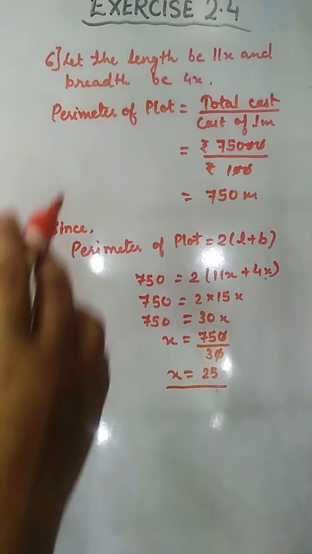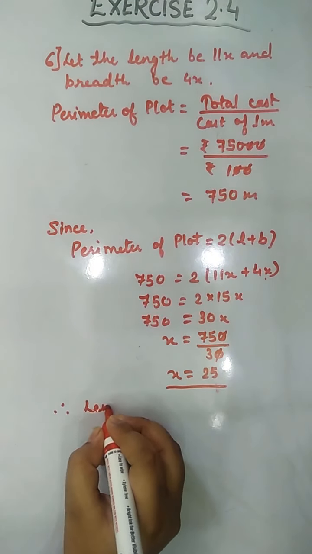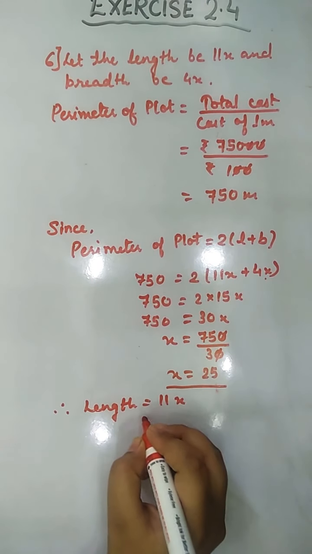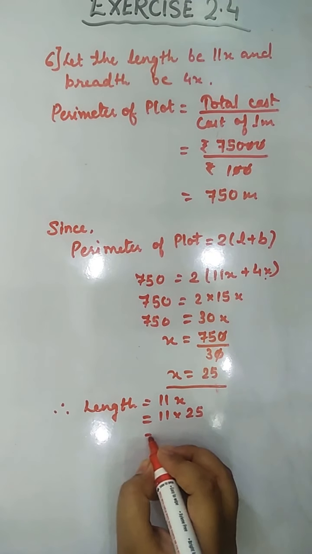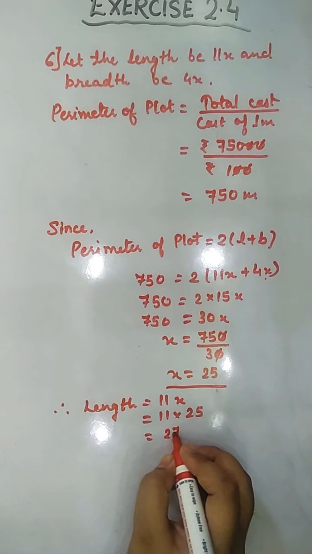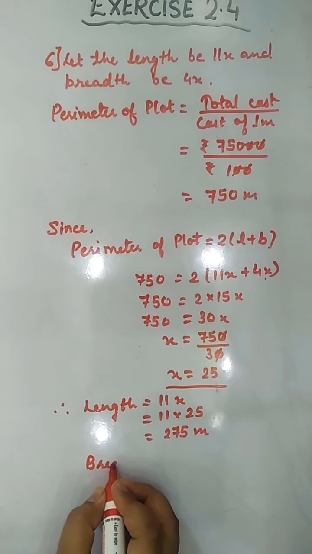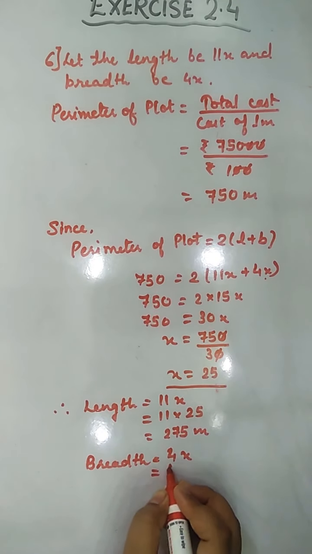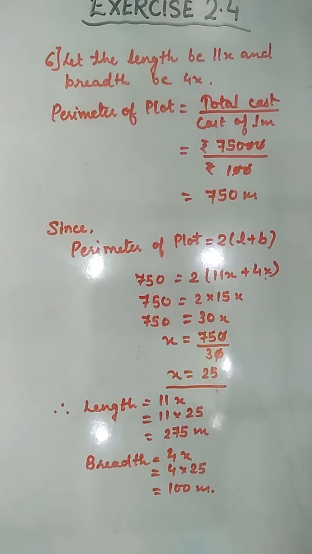So length you have taken as 11x, therefore you can find out the length. Length is equal to 11x, which means 11 into, what is the value of x? 25, which means 275 meters. And breadth is equal to 4x, so 4 into 25, that is 100 meters. I hope you all have understood.